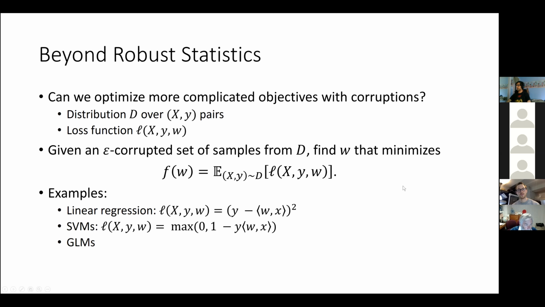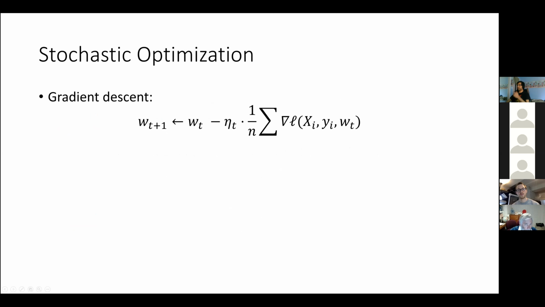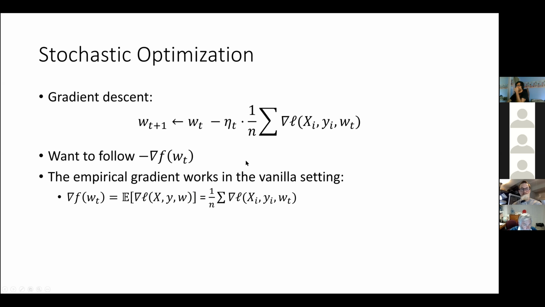So how do you solve this type of problem classically? Anyone who's taken a basic ML class will know that you can solve this in the non-robust setting using gradient descent. We have update steps like this: w is our parameter vector, and we make steps with a learning rate, using the empirical mean of the gradients at each of the data points. This is just gradient descent, ML 101. We want to follow the negative of the gradient of the function, but in place of the true gradient, we take the empirical gradient in the vanilla setting. That's what works in the non-robust setting.